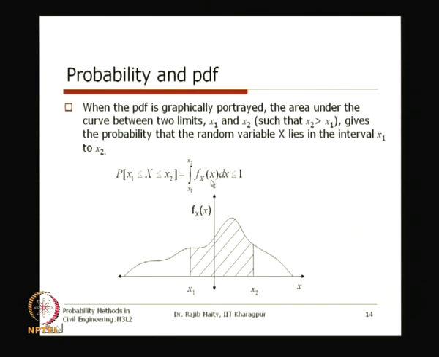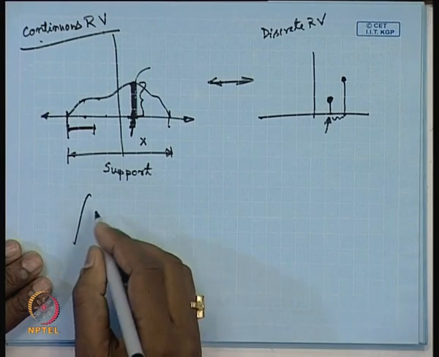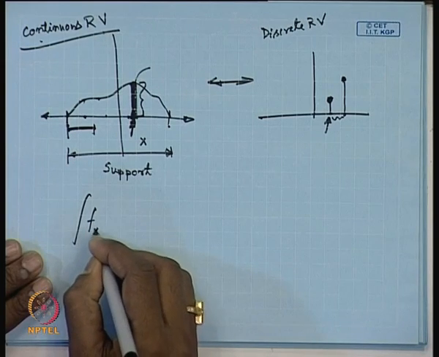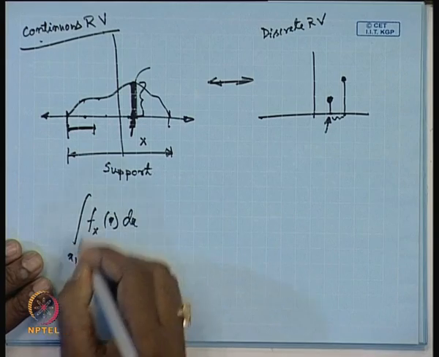So, we integrate from x1 to x2, and this will obviously be less than or equal to 1, because we know that the total area is equal to 1. Now again, if we see this in integral form, it looks like this: the integration of f_X(x) dx from x1 to x2.